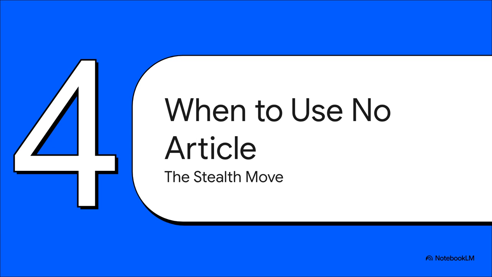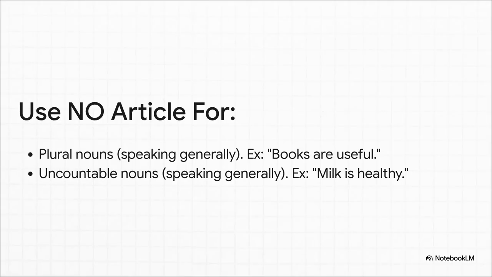Okay, we've talked about a, an, and the. But what about the ultimate stealth move? What about using no article at all? Let's call this the invisibility cloak of the article code. This usually comes into play when you're speaking generally, in broad terms, about plural or uncountable nouns. So, for example, computers have changed the world. You're talking about all computers as a concept, not a few specific computers on your desk. Same goes for something like water is essential for life. You mean water in general, not a particular bottle of water.